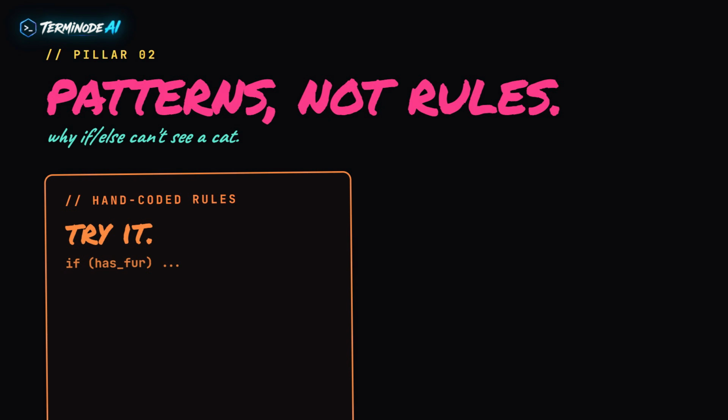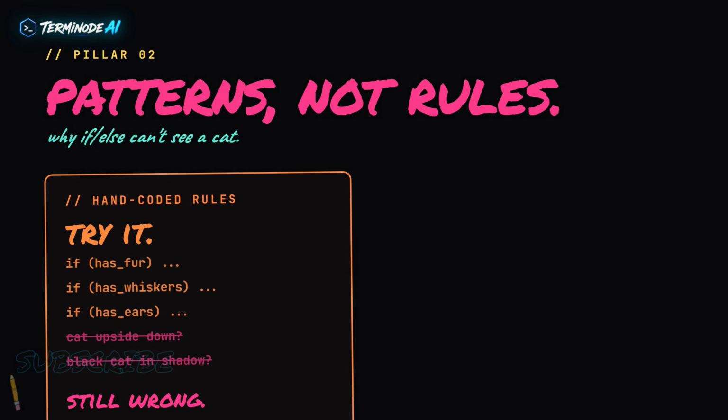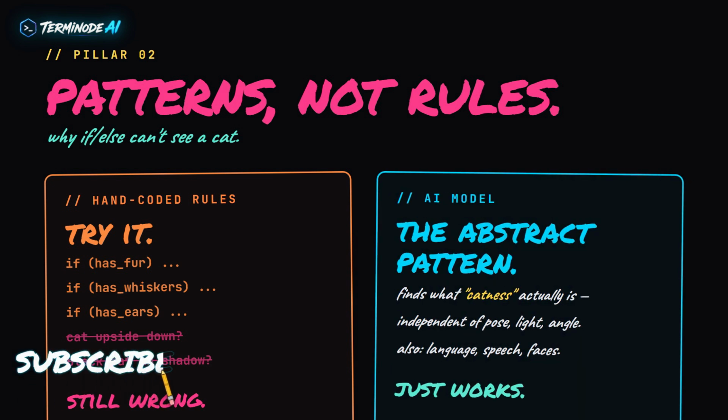Pillar 2. Patterns, not rules. This is why AI exists at all. For some problems, hand-coded rules just do not work. Try to write rules to recognize a cat in any photo. If has fur, if has whiskers, if has ears. Wait, dogs have all those too. What about a black cat in shadow, a close-up of one paw? A cat upside down, you would need millions of rules, and one new edge case would break the whole system.